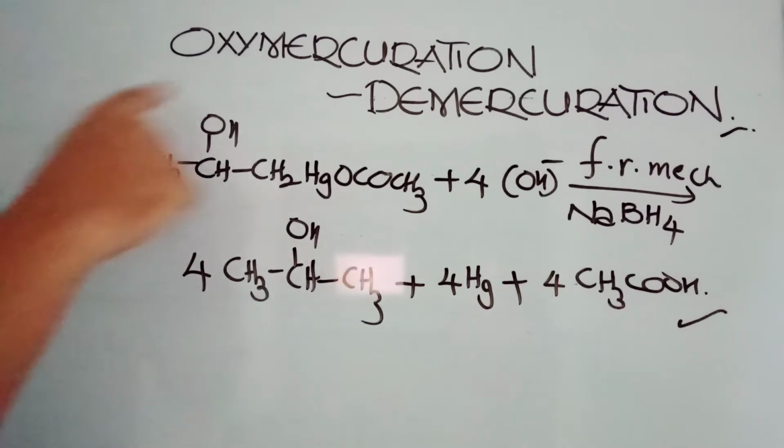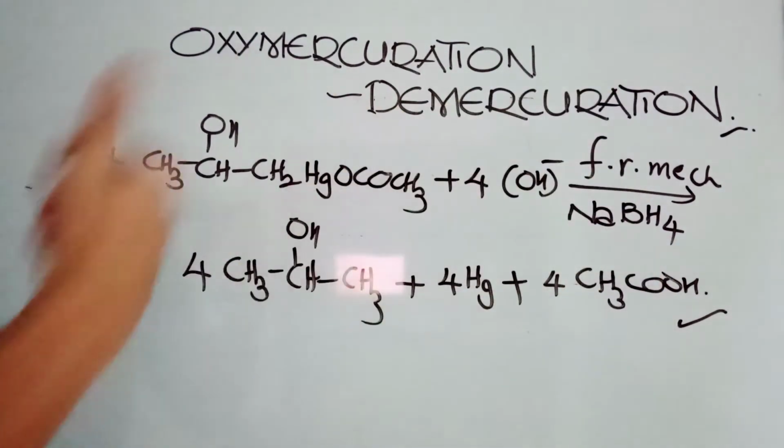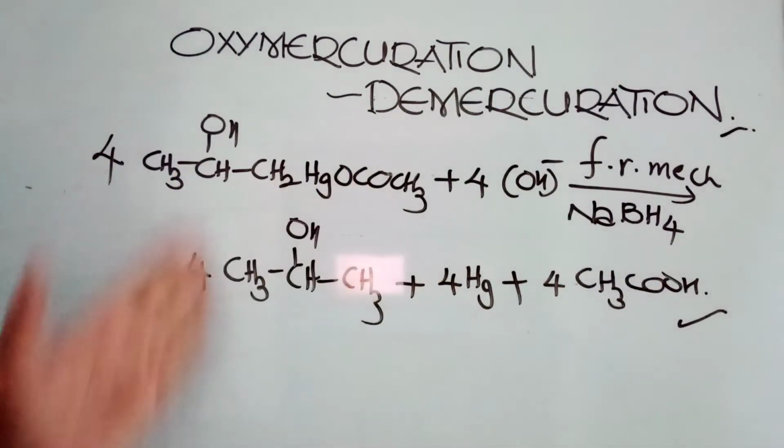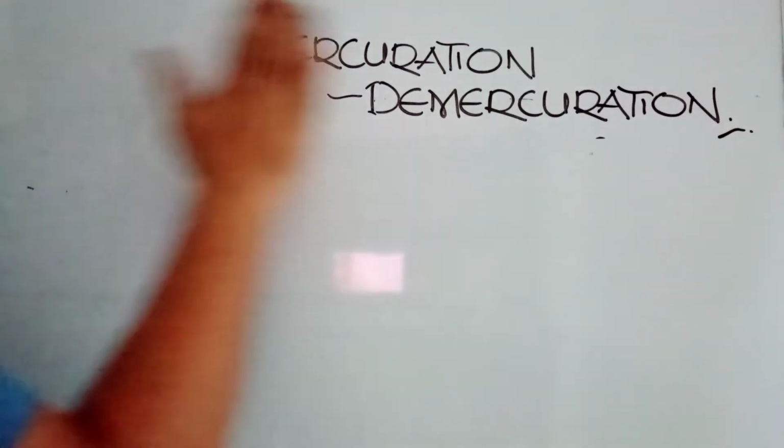This 2-hydroxypropyl mercuric acetate, when treated with sodium borohydride, undergoes a free radical mechanism to get the Markovnikov product. So how does the first step take place? We'll go with the first step. Oxymercuration, demercuration we are discussing. We need a little bit extra board.